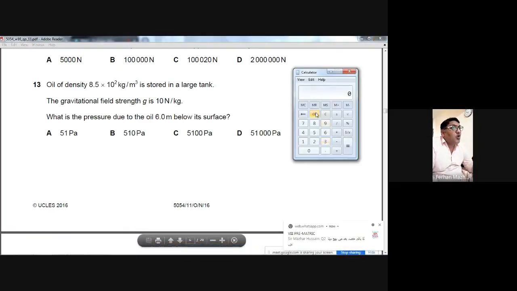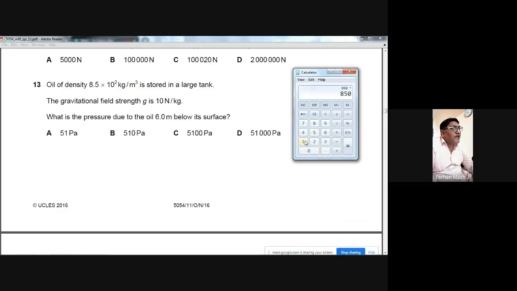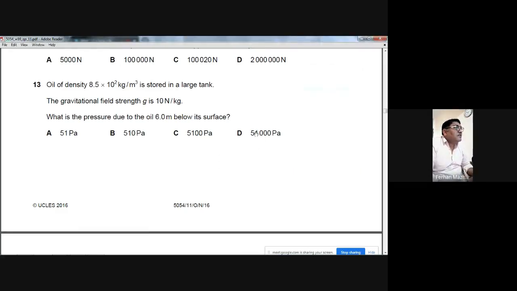Rho g h. Rho is 8.5 multiplied by 100, so it becomes 850, multiplied by the g value, multiplied by the depth of the liquid, that is 6. So what answer do we get? 51,000 pascals. So the choice will be D. Okay, let's move to the next one.